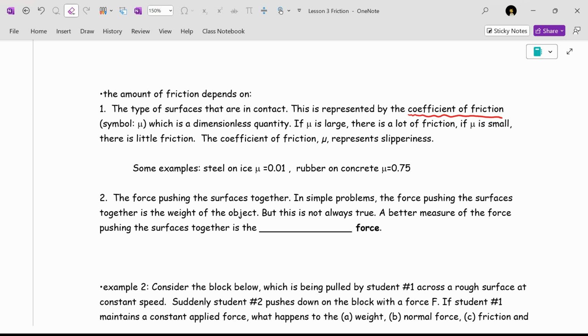A higher mu means a higher coefficient of friction. That would be grippier. A lower mu means a lower coefficient of friction. That would be slipperier. So steel on ice has a coefficient of friction of about 0.01.